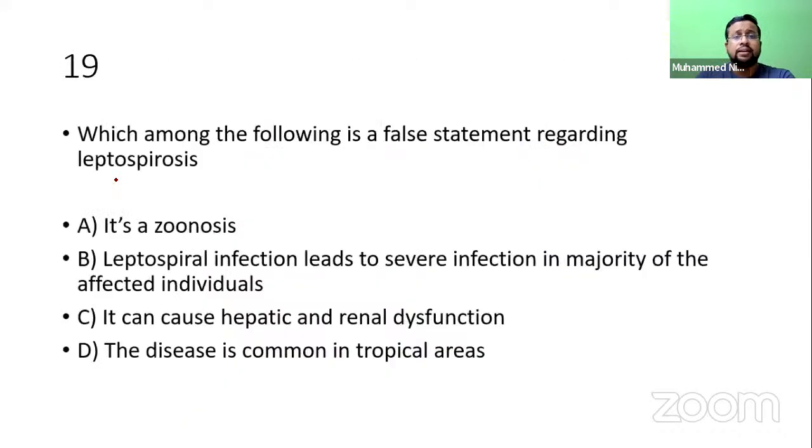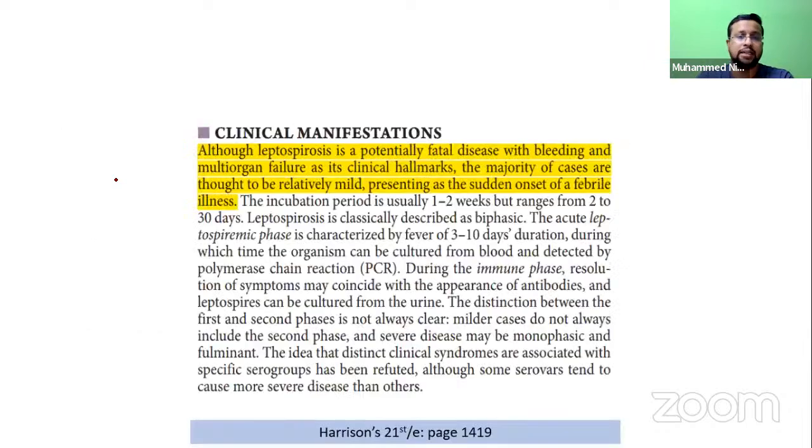Question number 19: which among the following is a false statement regarding leptospirosis? I'm not sure about the options, but I know the answer, there is no confusion in that. I suppose these are the options. It's a zoonosis, definitely. Leptospiral infection leads to severe infection in the majority of affected individuals. And it can cause hepatic and renal dysfunction, you know that is correct. The disease is common in tropical areas, so that is correct. I suppose this is an easy question. Leptospirosis infection in most individuals is a mild disease. Again, a one-liner from Harrison.